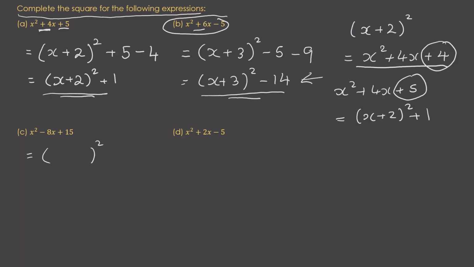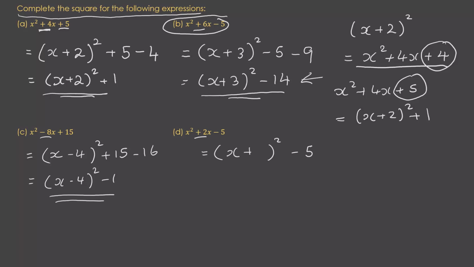So for the next one, it's the same process. So I have an x, half of negative 8 is negative 4. 4 squared is 16, so take away 16. And so we've got x minus 4 squared, take away 1. And finally, for this one here, half of the 2 is 1, so in here we get x plus 1. 1 squared is 1, so we'll take away 1. We'll have x plus 1 all squared, take away 6.